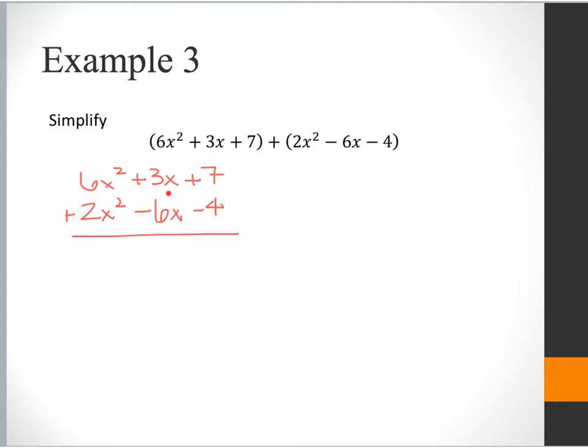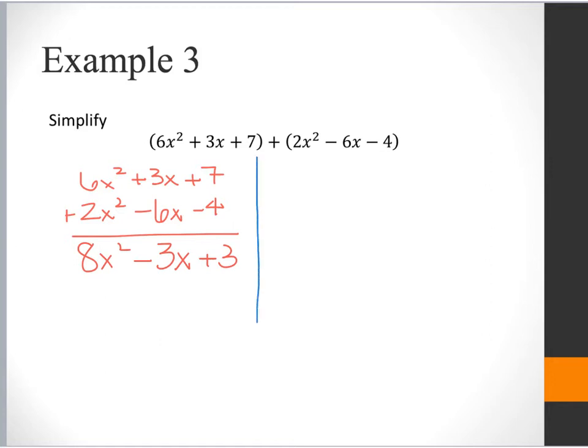Now let's say if we didn't have a term like this, let's say this negative 6x, there was nothing there. You could write it as 2x squared minus 4, or you could put 2x squared plus 0x as a placeholder minus 4. But we'll worry about that when the time comes. So at this point, we're just going to add everything straight down. 2x squared plus 6x squared is going to give me 8x squared. Positive 3x plus a negative 6x is going to give me a negative 3x. And a positive 7 plus a negative 4 will give me a positive 3.